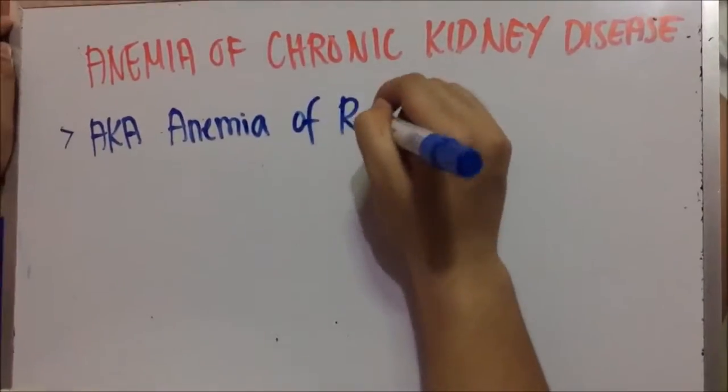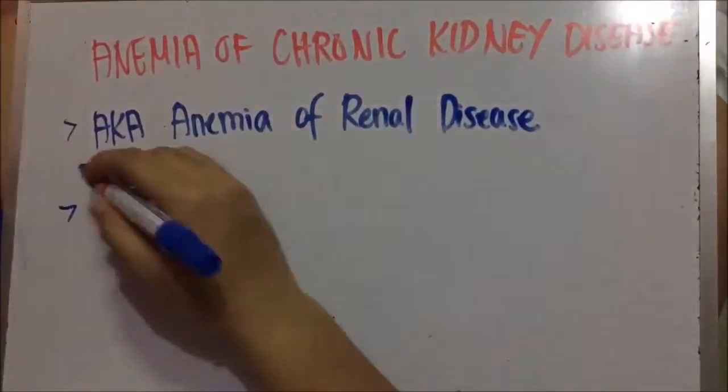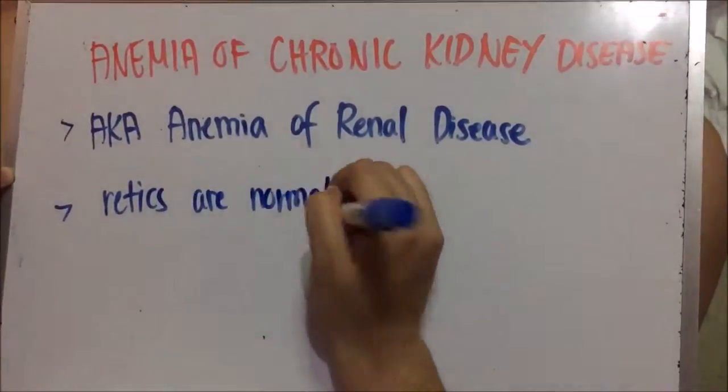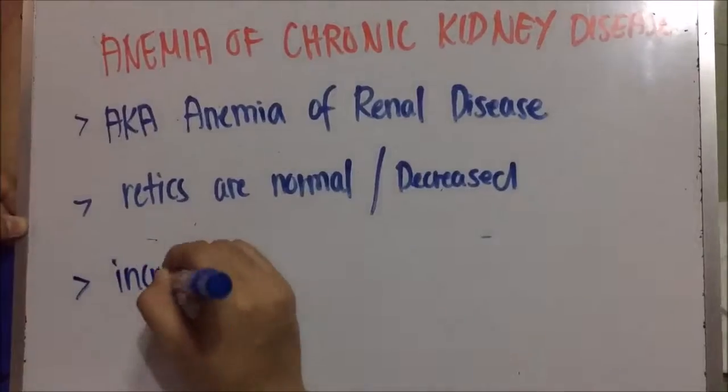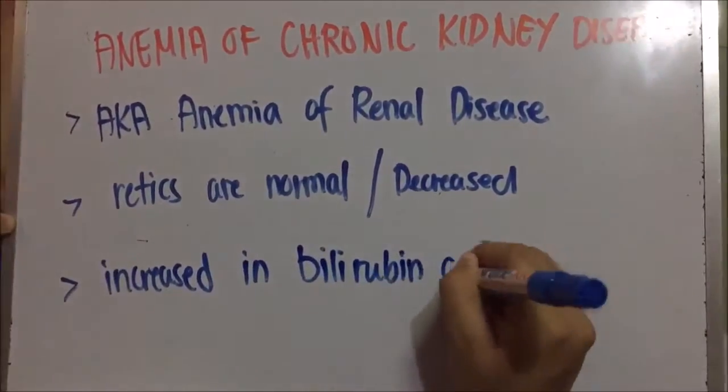Its retics are normal or decreased. It is increased in bilirubin, and next one, creatinine, is the aplastic anemia.